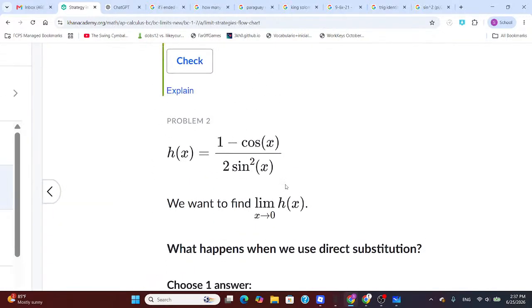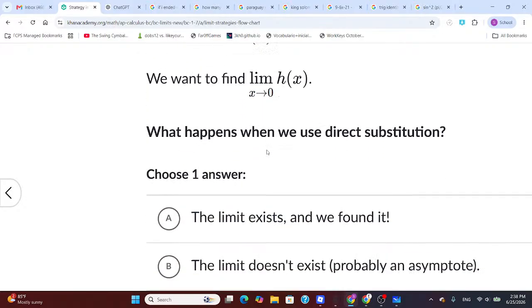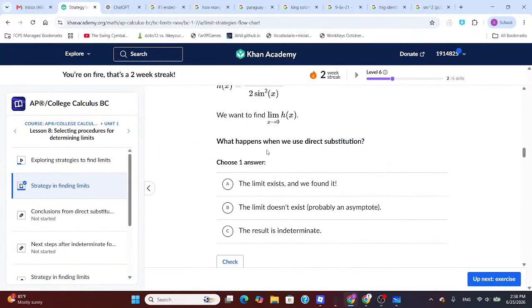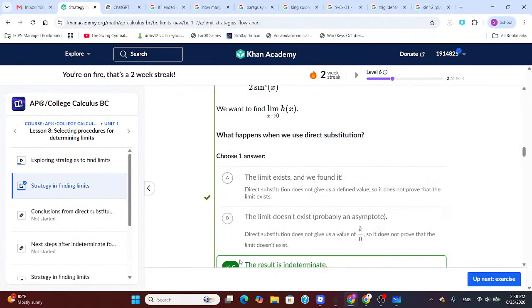What happens when we use direct substitution as x approaches 0? Cosine of 0 is 1. So you get 1 minus 1 is 0, and sine squared of 0 is 0, and 2 times 1 is 2. So 0 over 2? No, I did something wrong. I think it's indeterminate. Yeah, 0 over 0.